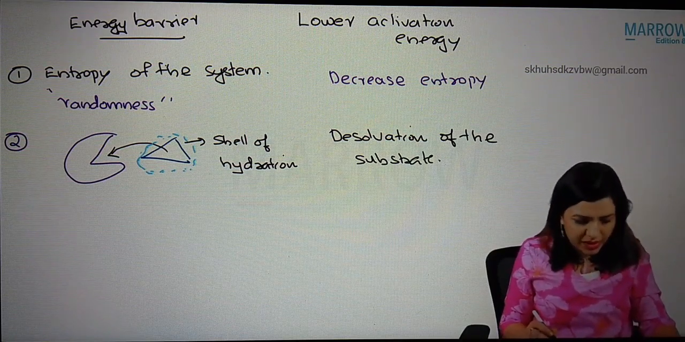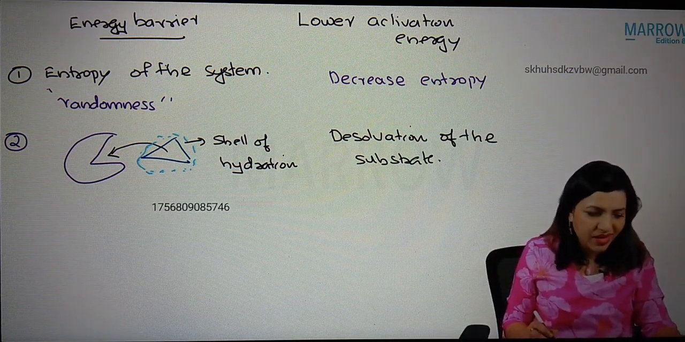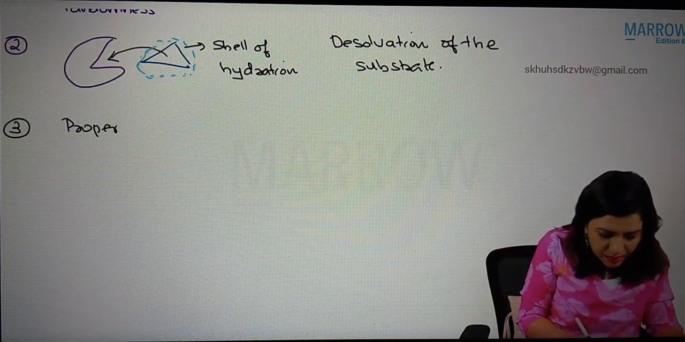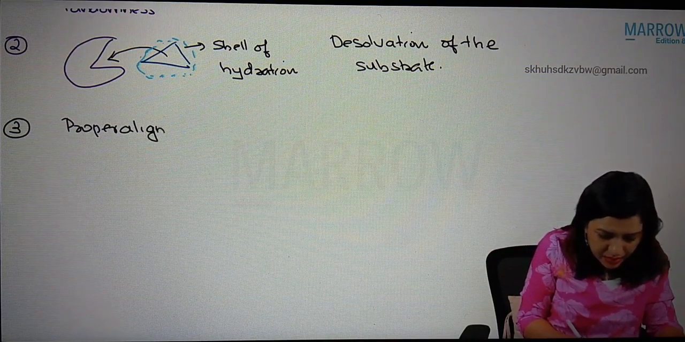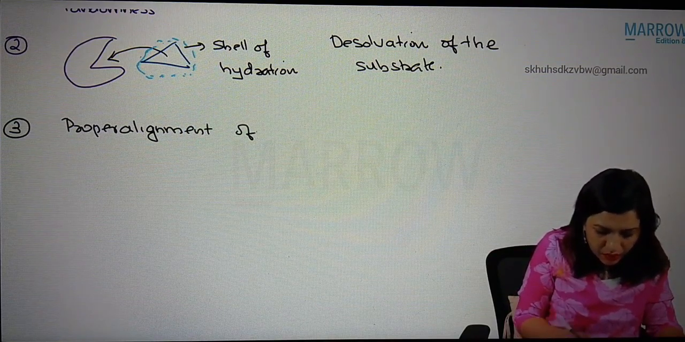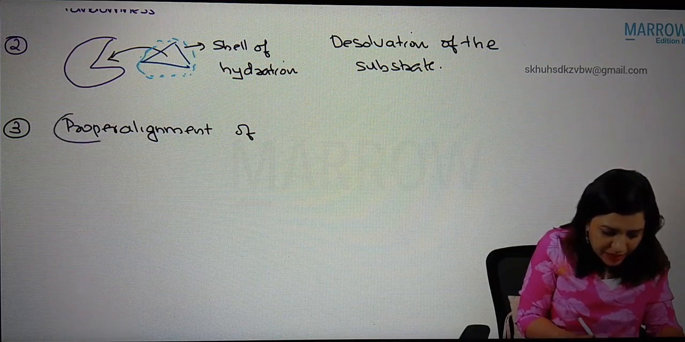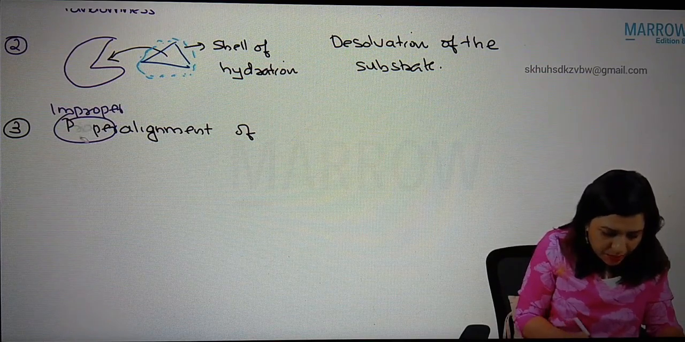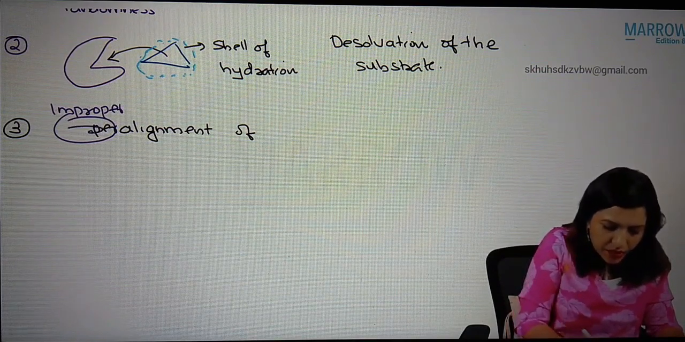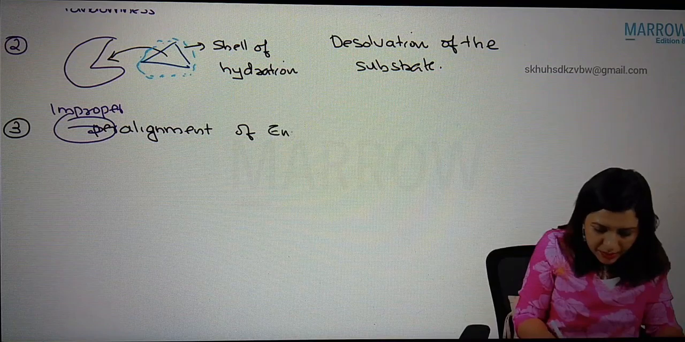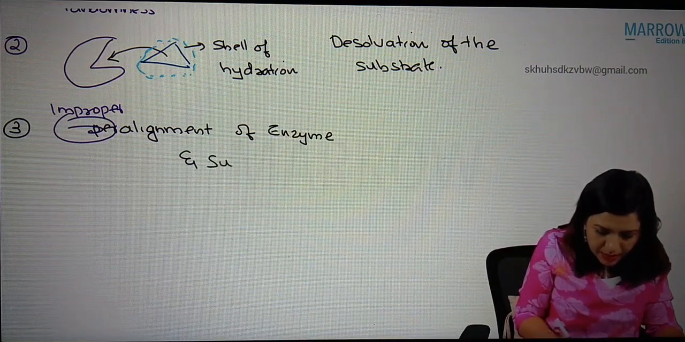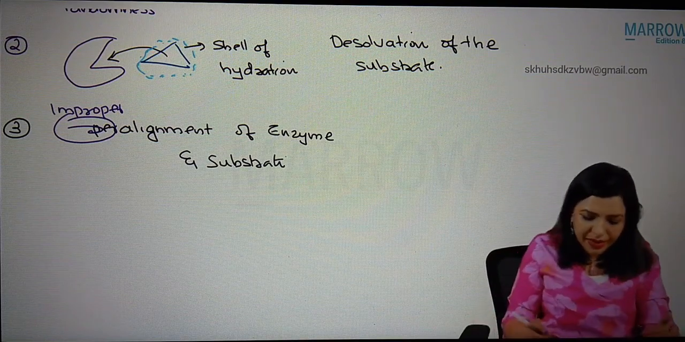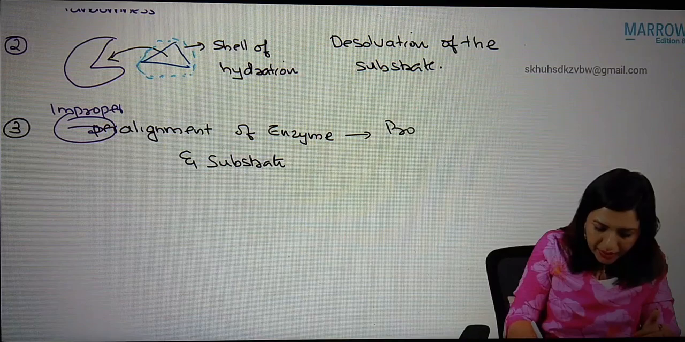The third mechanism where this tunnel is being built is proper alignment. The energy barrier, if I'm writing, is improper alignment of the enzyme and the substrate. Okay, how can we overcome this barrier? By proper alignment.